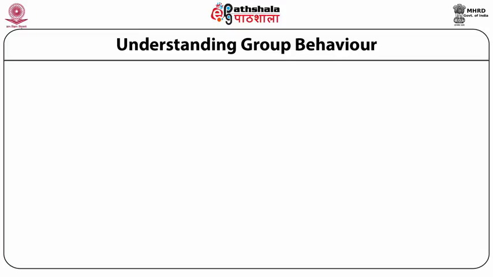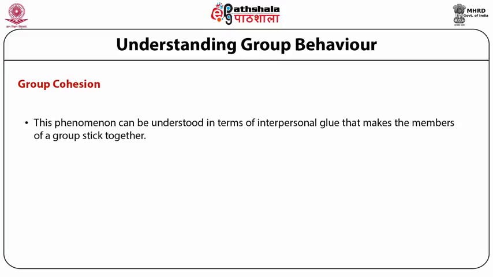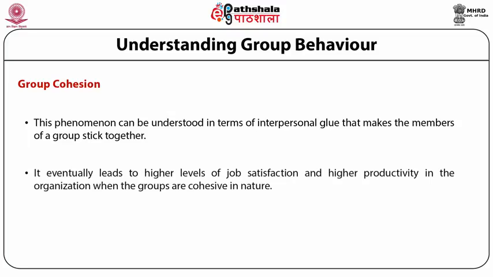Let's understand what is group cohesion. Now, group cohesion is a phenomenon which can be understood in terms of interpersonal glue that makes the members of a group stick together at all times, as it eventually leads to higher levels of performance. Now, it's quite possible that the groups differ in their cohesiveness, as it's the degree to which the members are attracted to each other and they're motivated to stay in a group.